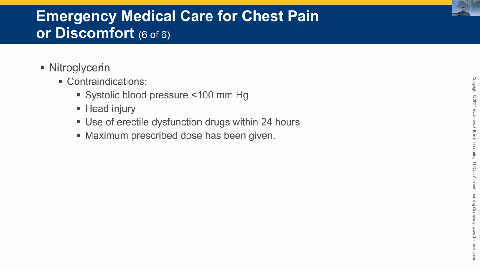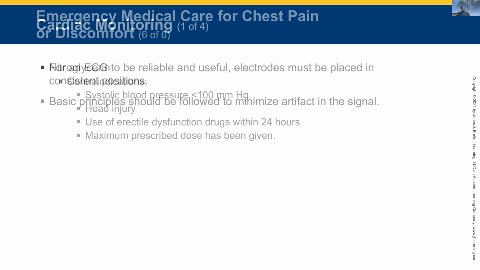Contraindications: systolic blood pressure under 100. If they've had a significant head injury, we don't want to give it. If they used erectile dysfunction drugs in the last 24 hours, because erectile dysfunction drugs do the same thing that nitro does. It relaxes and opens vessels. Also if the maximum prescribed dose has already been given, usually 3 doses. We don't want to give more than that. That's why we need to talk to our patient and find out if they have taken nitro before we got there.